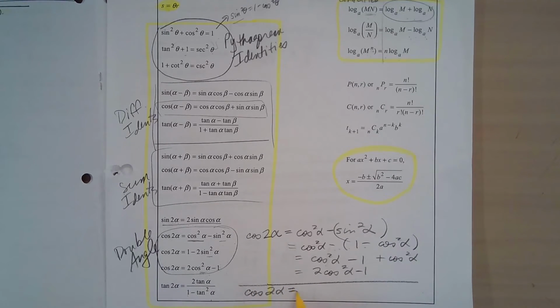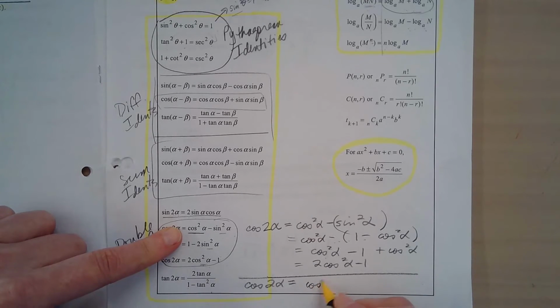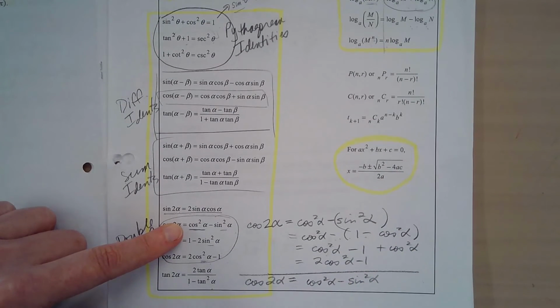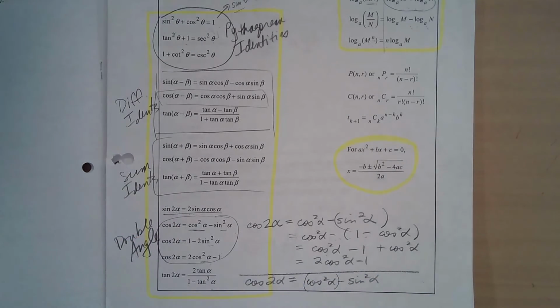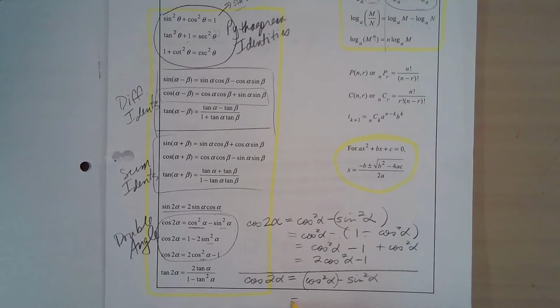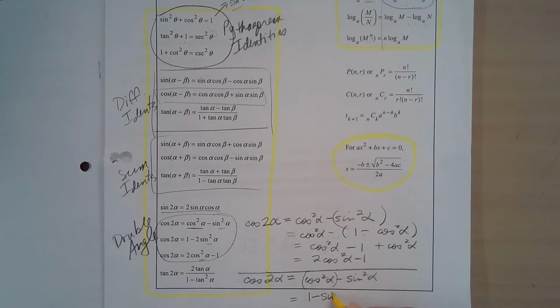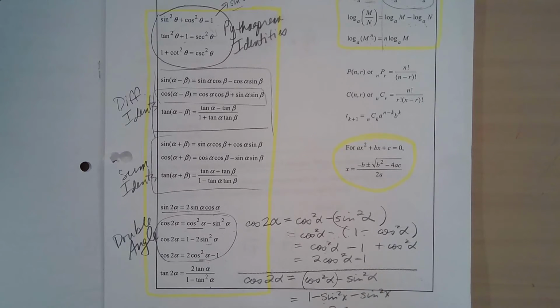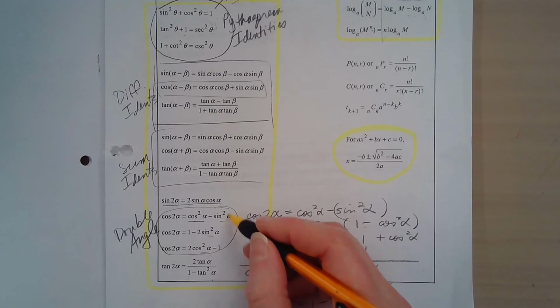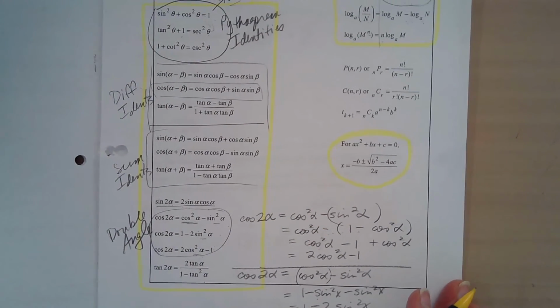Cos 2 alpha equals cos squared minus sine squared, starting with the first one they give me. What if I replace this one with 1 minus sine squared, right? So I get 1 minus sine squared minus sine squared, which is 1 minus 2 sine squareds. Okay, that's my second, right? So they're all related to each other. That's why there's 3 versions.